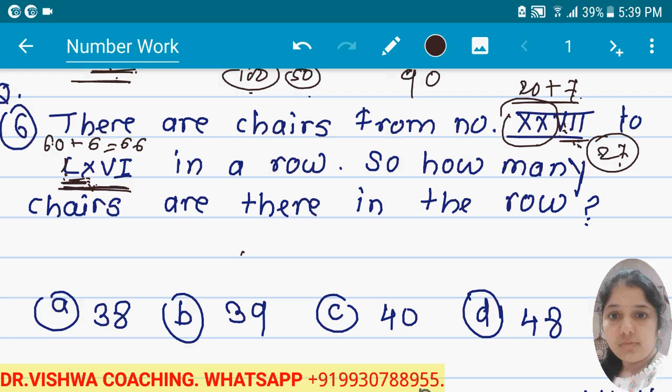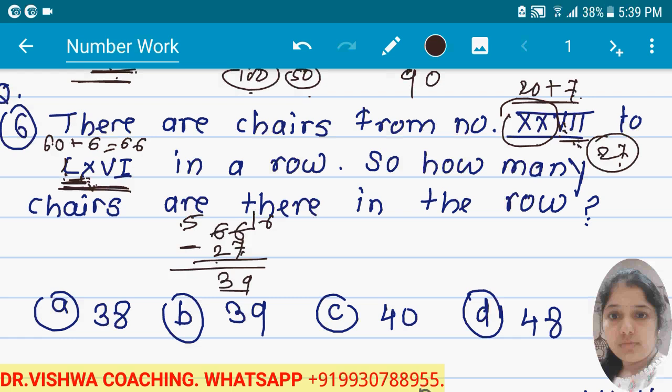Now see, chairs are from 27 number to 66 number and they had asked how many chairs are there in a row. Now find out how many chairs. So you subtract this 27 from 66. So what is your answer? 7 cannot be subtracted from 6. So we borrow from this near 6. So 16 minus 7, 9, and 5 minus 2, 3. 39.